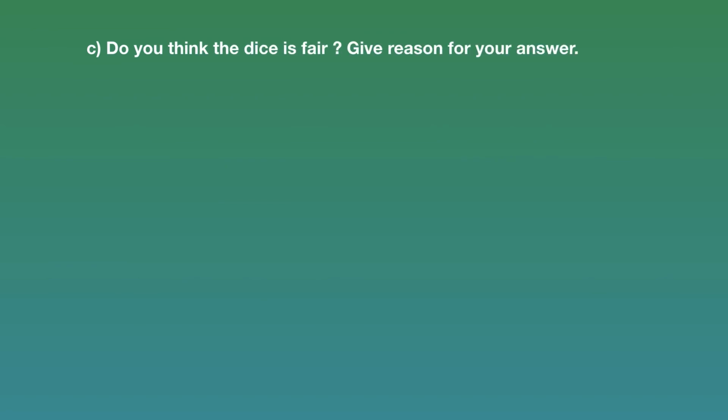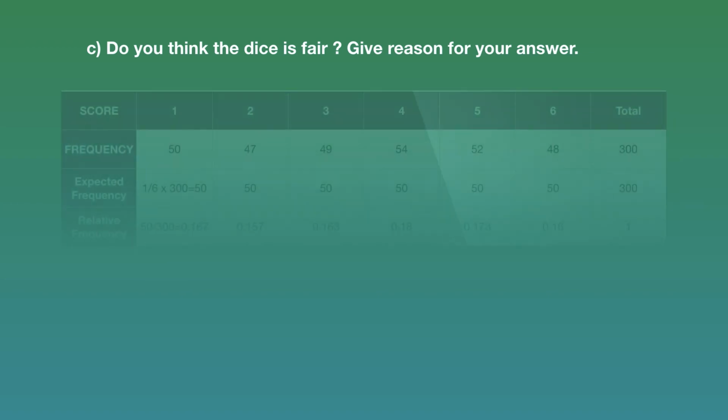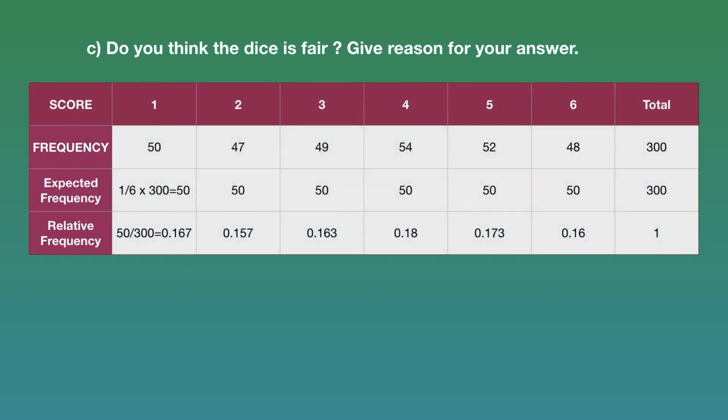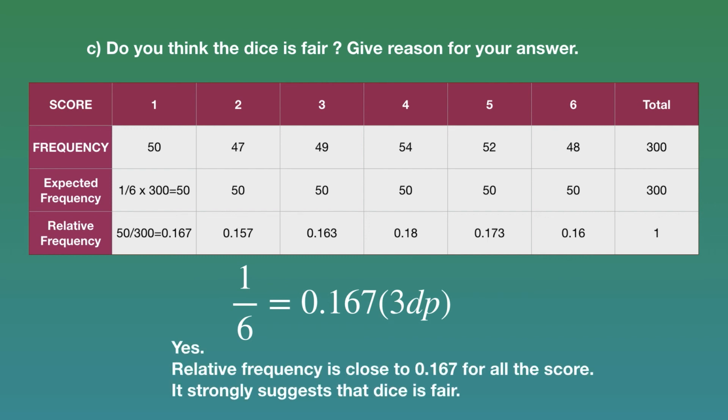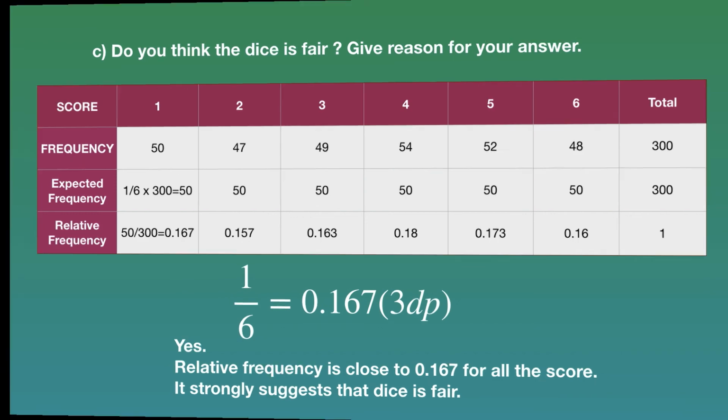In part C, we need to think if the dice is fair and give the reasons for the answer. If the dice is fair, the theoretical probability of getting any of these scores would be 1/6. And from the table, we can see that the calculated relative frequency is close to the value 1/6 for all the scores. Therefore, it strongly suggests that the dice is fair.